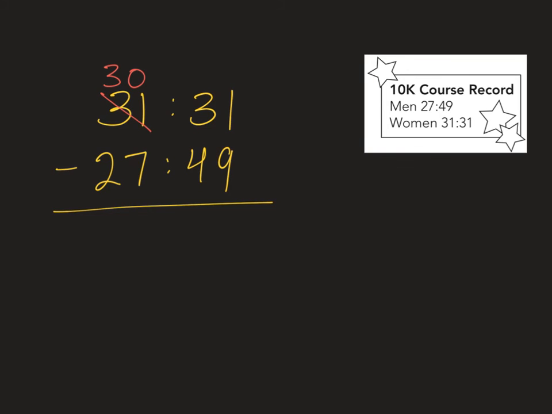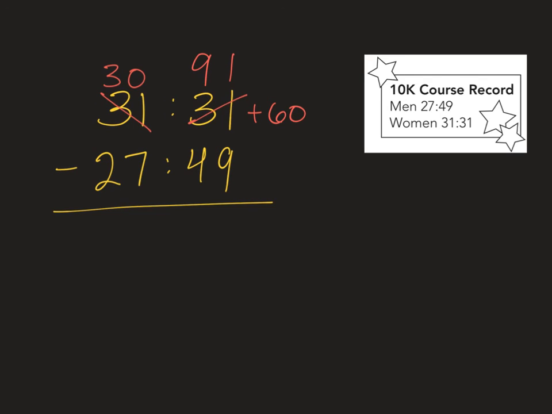But now I need to do in my head that little conversion. I know that 1 minute equals 60 seconds. And since I'm going from minutes to seconds, I need to make sure I'm making that conversion. So 1 minute is the same as 60 seconds. So I'm actually adding 60 seconds to my seconds. So that would leave me with not 31, but 91 seconds.